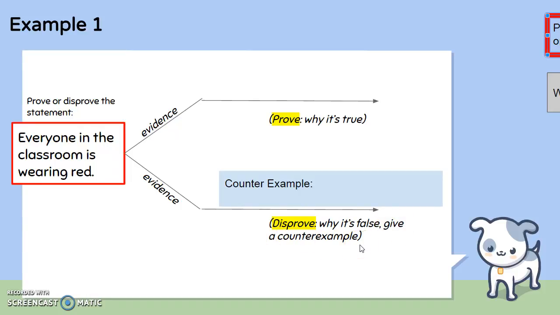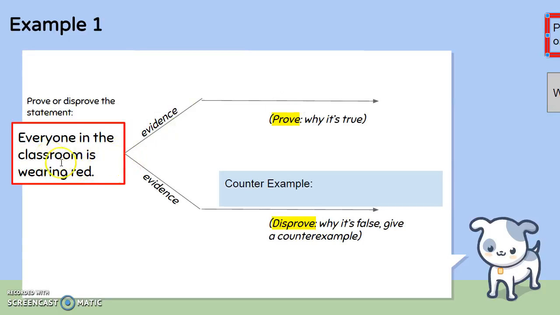Now that you've written down the definitions of prove and disprove, let's look at how we get from our claim to any statement to win an argument. You can't just say, I'm right, and you're wrong, and I've won the argument. That doesn't work in math. You have to give evidence.